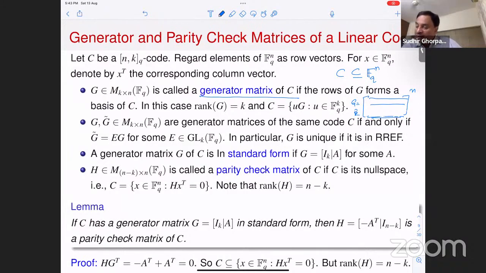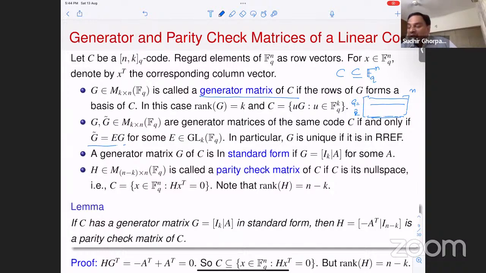Of course, two matrices can give rise to the same code, and that will happen if and only if they differ from each other by multiplication on the left by a non-singular matrix, and that means they are row equivalent.